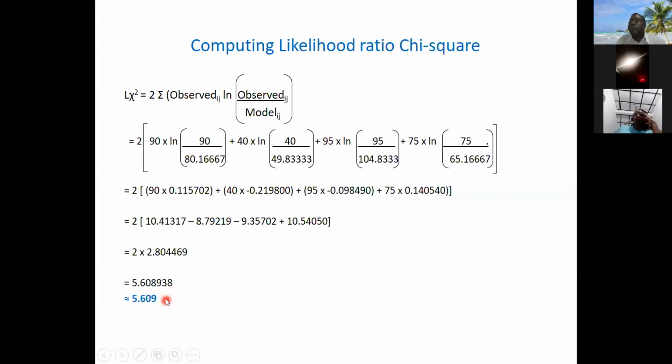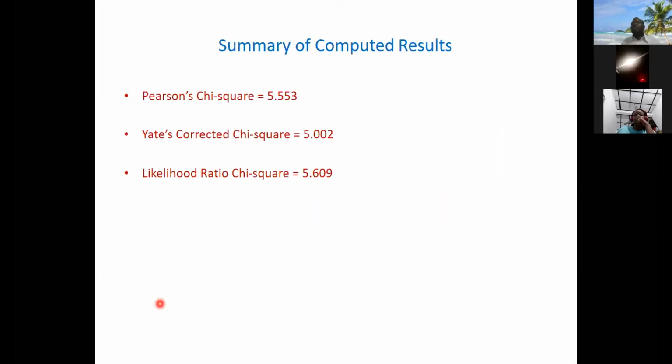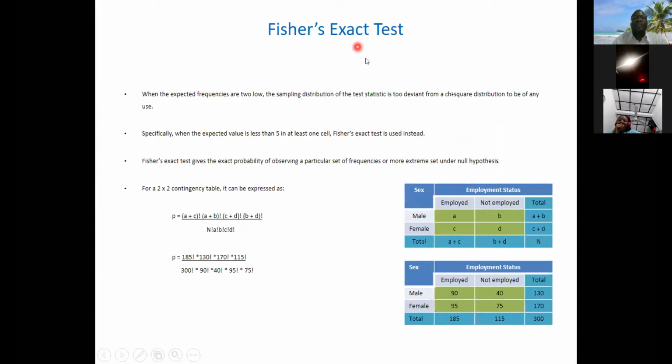The other one is 5.55. This one is 5.56. The same. So normally the difference will just be small, so you don't need to crack your brain. It's not for you to know how to do it by hand. Look at the result now, a summary of the 3 results. In fact, the p-value when we run, you're going to see that the p-value for Pearson and this likelihood ratio is the same. This one is just slightly different. It's corrected.